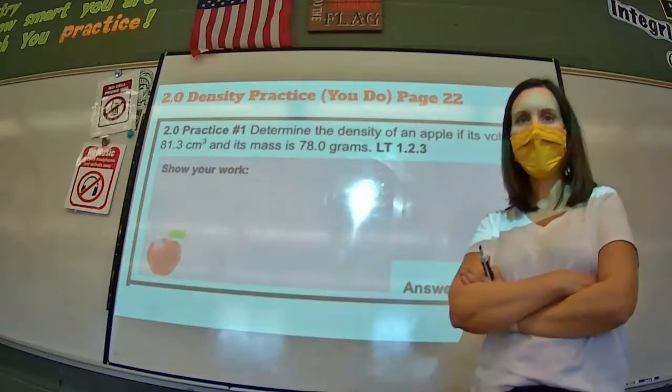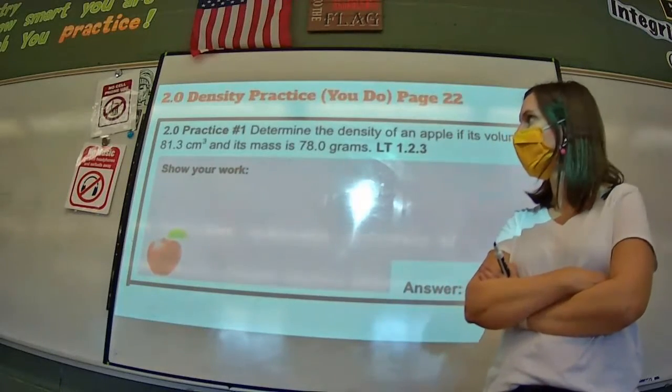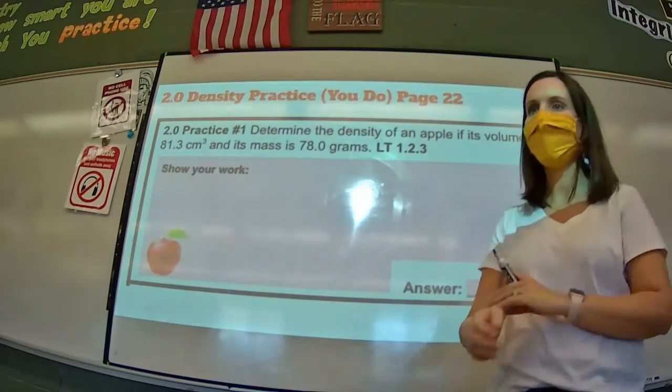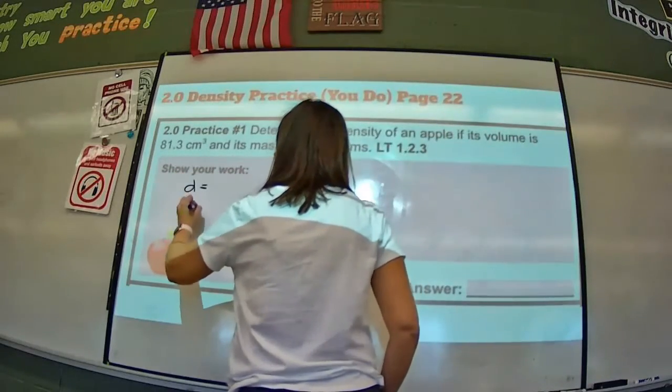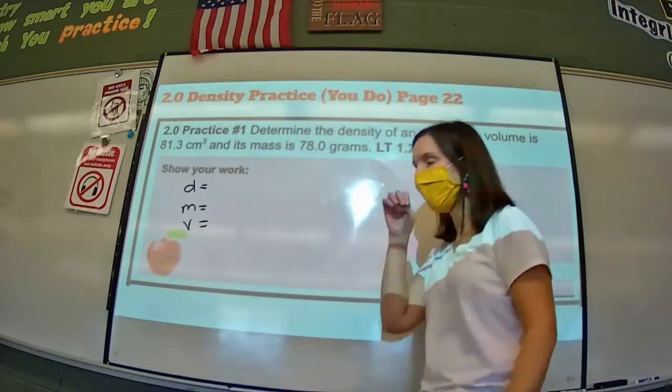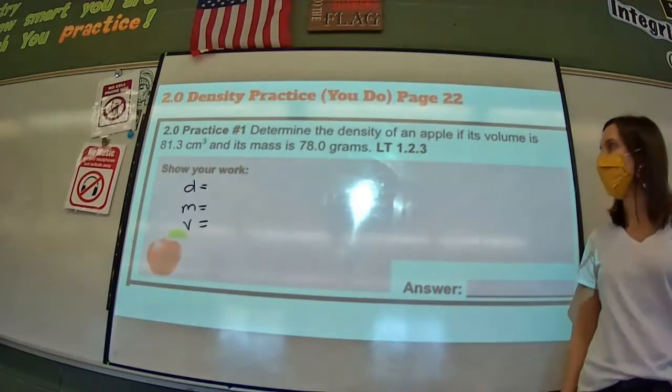So I'm going to go over the 2.0 practice problems that you were supposed to do on your own. So here we go. We're going to start with our first step, which is we're going to write down our variables. D equals, M equals, and V equals. So we're going to write down our variables, and then we're going to figure out which ones we have.